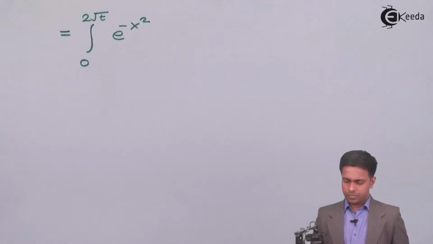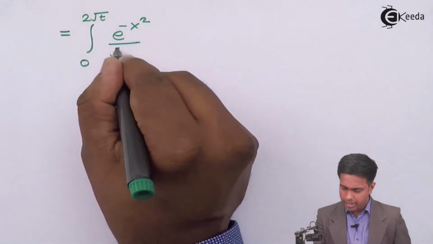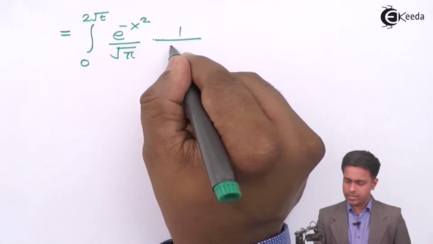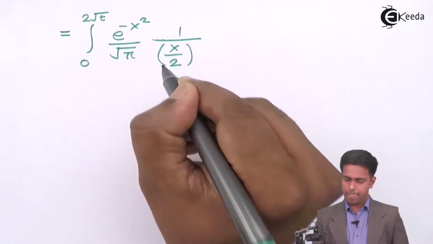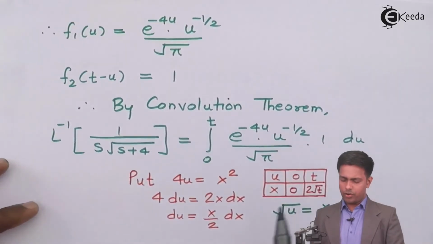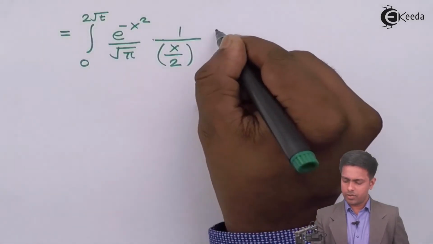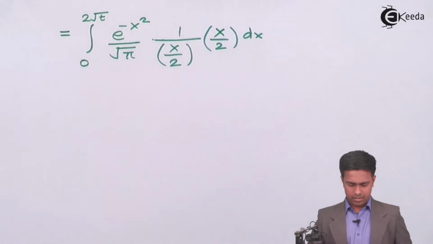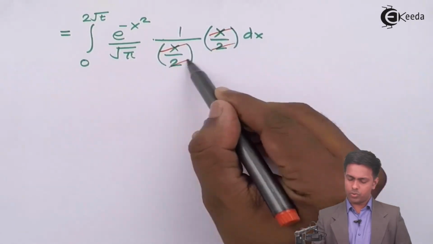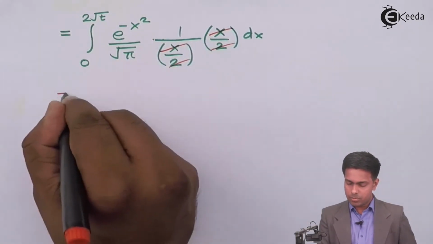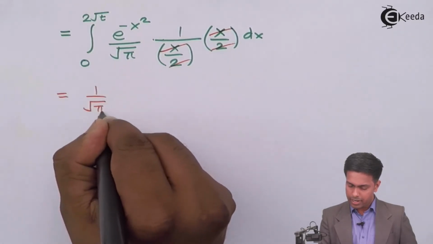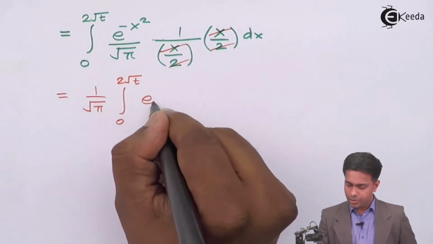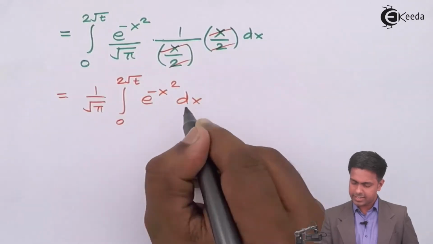So here root pi as it is into 1 upon u raised to half, and the value of u raised to half is x upon 2. Next we have du. So the value of du is x by 2 dx. So here I'll write down x upon 2 dx. Now guys, we can cancel here this x with x and 2 with 2. Root pi will come outside, so this will become 1 upon square root of pi, and we'll get integration over 0 to 2 root t e to the power minus x square dx.